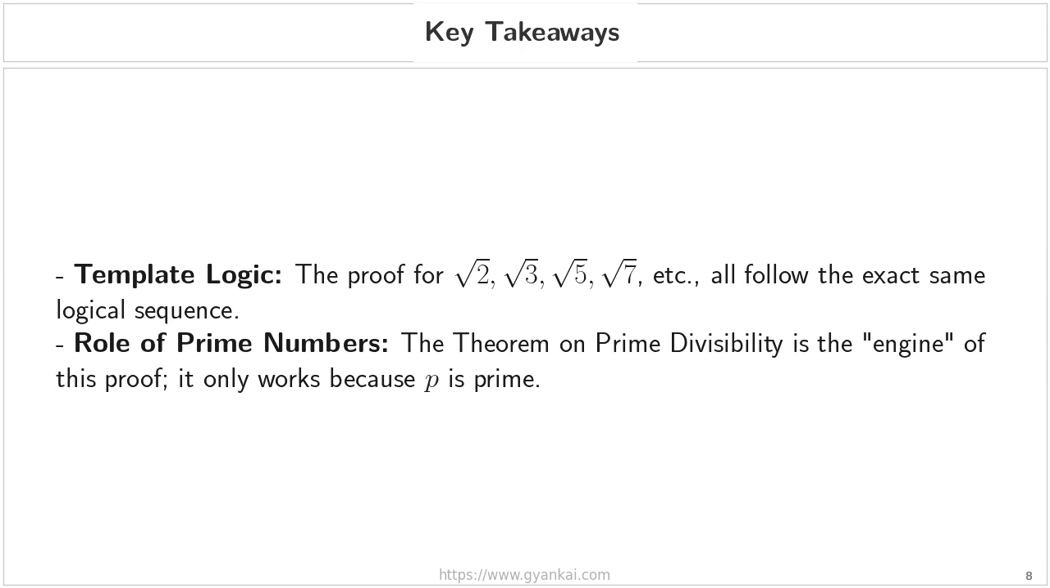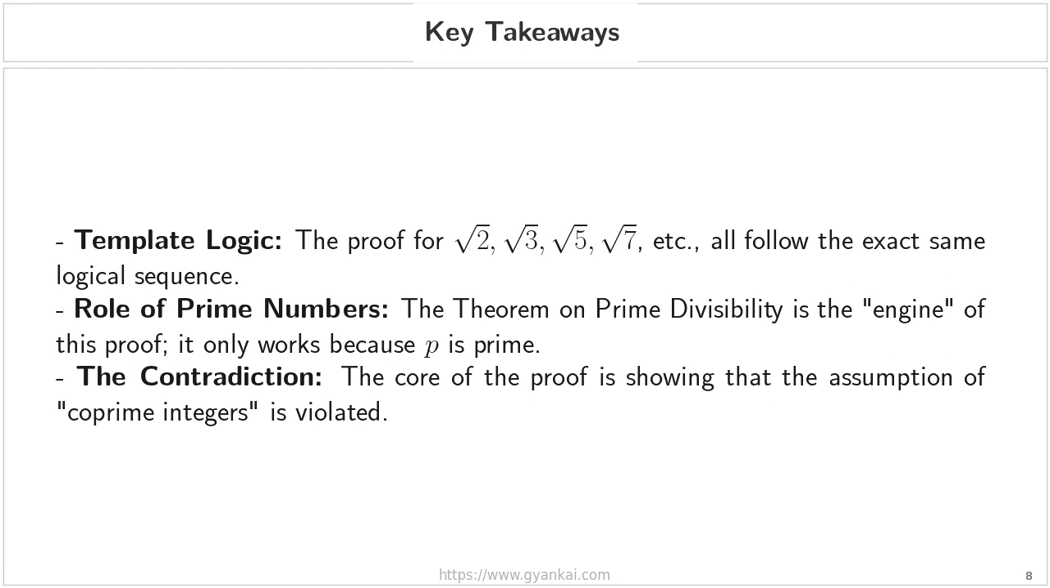Second, let's reflect on the role of prime numbers. You might have noticed that our entire argument relied heavily on the theorem on prime divisibility. I like to think of this theorem as the engine of our proof. It provides the necessary power to move from saying a prime divides a squared number to saying it must also divide the base number itself. Without the property of being prime, the entire logical machinery would simply stop working.